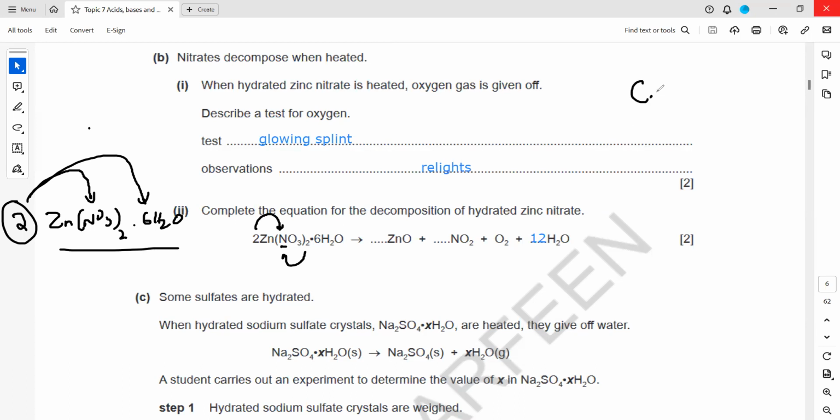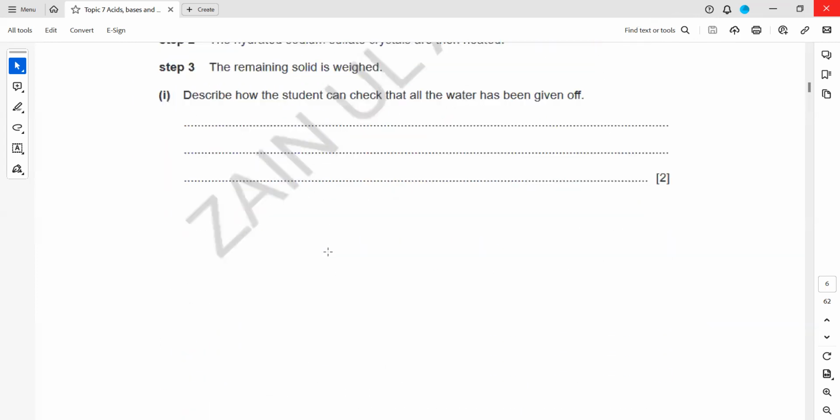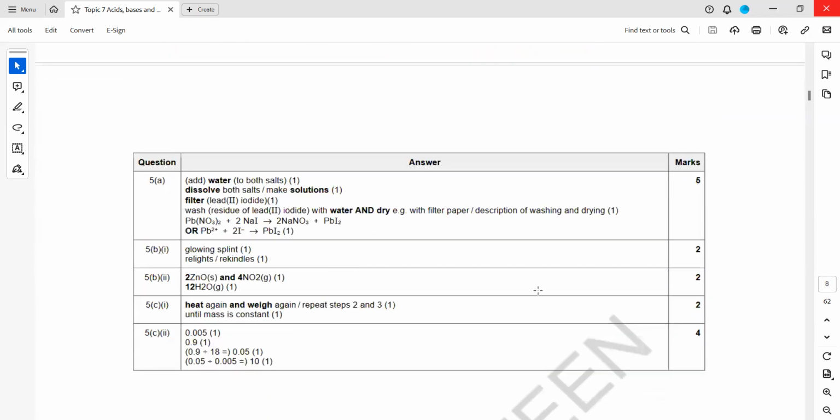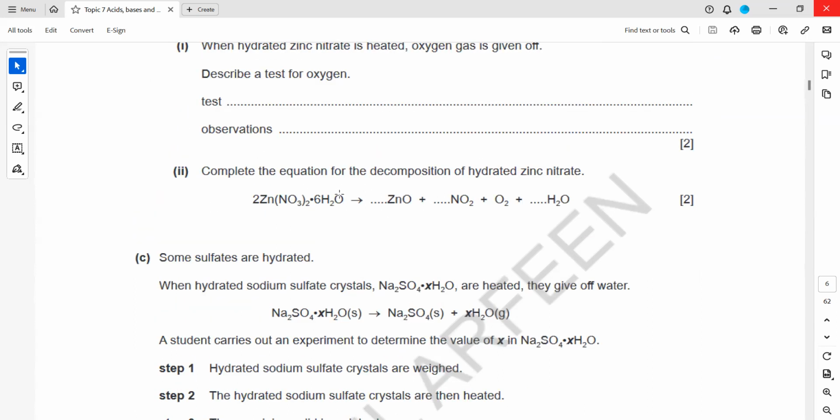So for a hydrated compound, for example, if I write CuSO4.5H2O, it means one copper sulfate needs 5 waters. But if it was 2, then how many hydrogen will be there? This 2 is multiplied with both compounds. So we have 2 zinc, we have 4 nitrogen and oxygen. Then just check to confirm: 3 multiplied by 2 is 6, multiplied by 2 is 12, plus 6, 18. So it is 4 multiplied by 2, 8, 10, 12. So oxygen should also be balanced. So 2 with zinc, 4 with NO2, and 12 with water molecule. So remember, if 2 is there, this 2 is multiplied with all of them.